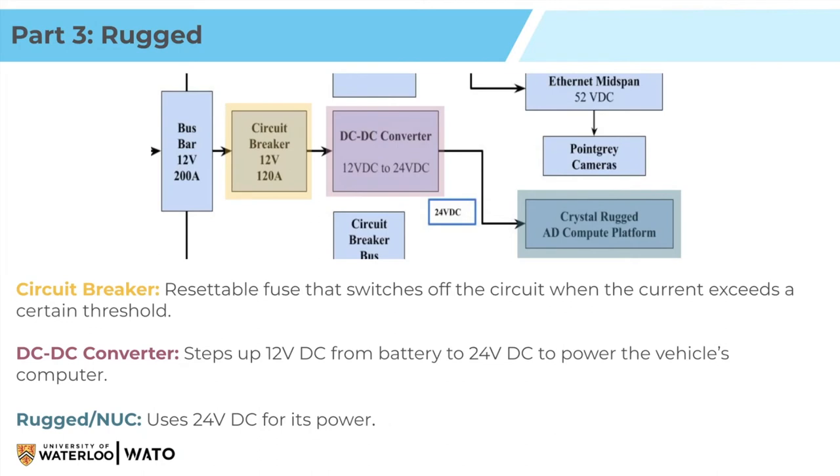The next branch that we have is the rugged. Again, we still have a circuit breaker as another protection mechanism. It behaves the same way as I mentioned in the last slide, but it's just rated at a different current rating. The next part from the circuit breaker is a DC to DC converter. This is going to step up the 12-volt DC from the battery to 24 volts. We need this in order to power the vehicle's computer, which requires 24 volts DC for its power.